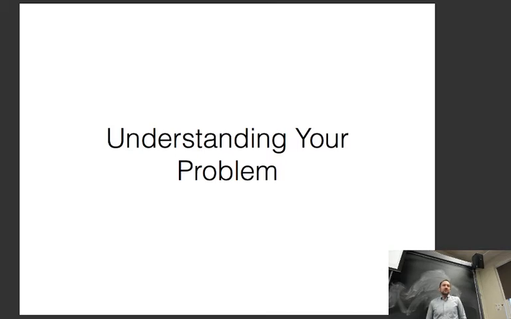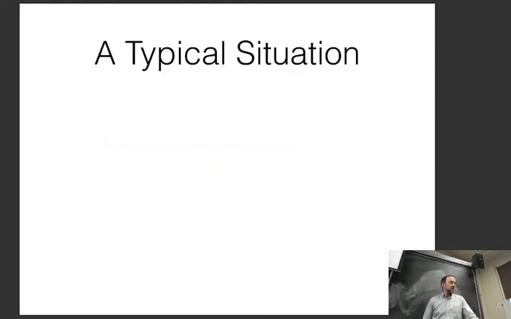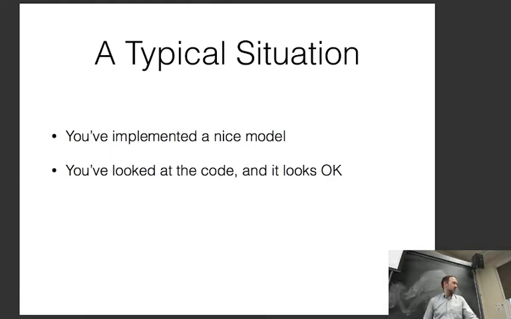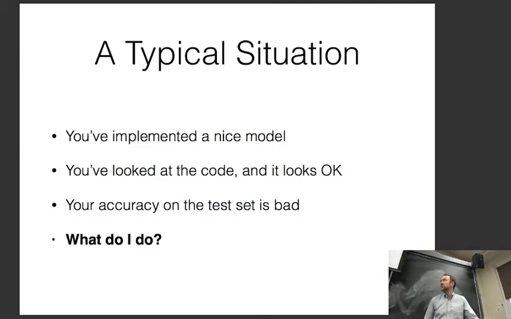So I think the first step, I talked about this very briefly before in kind of an informal way, but the first step to debugging is understanding your problem, understanding which part of your code the problem is likely to be a result of. And a typical situation is basically you've implemented a nice model that you think should be working. You've looked at the code and it looks okay, but your accuracy on the test set is bad. It's not working at all, or it's not working as well as you would expect it to. So what do you do?